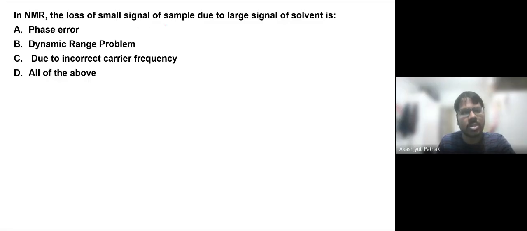In NMR, the loss of small signal of sample due to large signal of solvent is what? We just now discussed the concept of water. Your water proton has a very large signal, about 110 molar, compared to your sample. If your sample has a concentration of 1 millimolar, 1 into 10 to the power minus 3, then this large signal will suppress the small signal. That's why in the later lectures we also learnt about water suppression, and how we can suppress the water peaks. So that is the dynamic range problem.